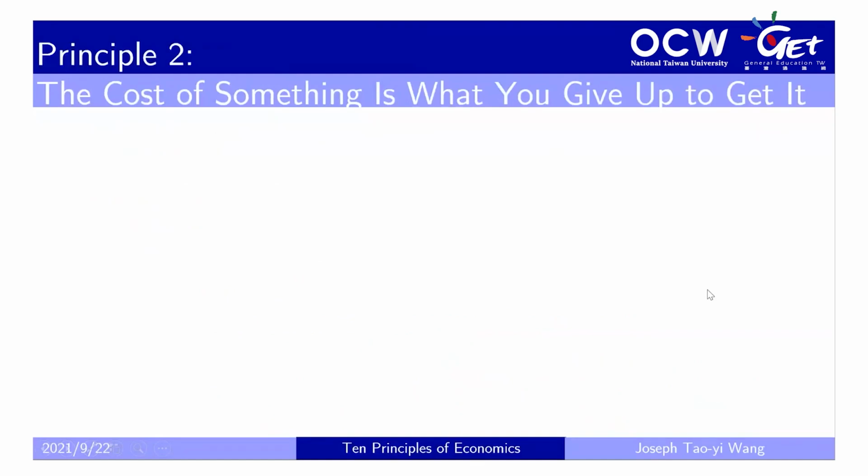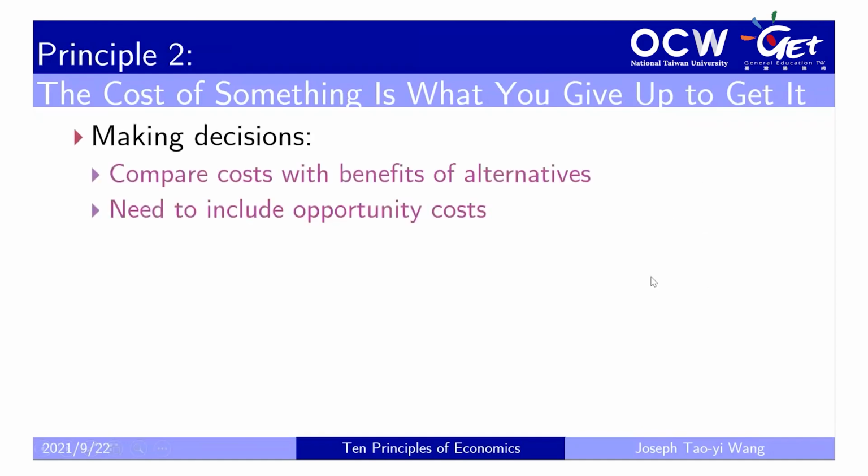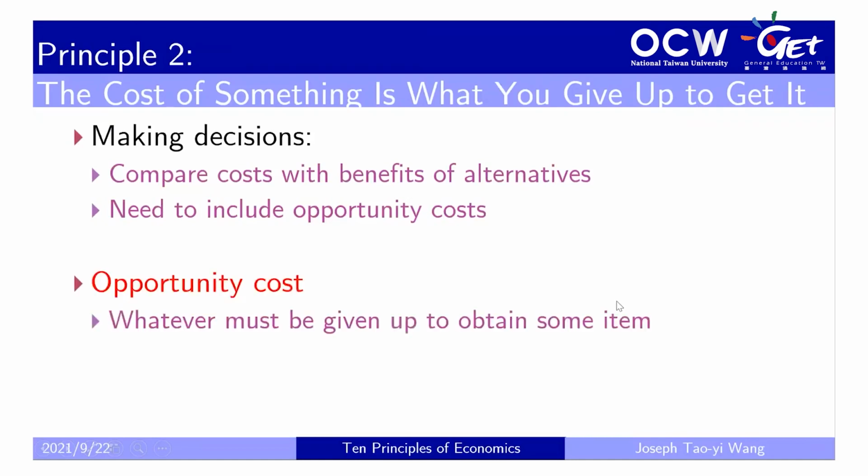Okay, that's principle number one. Now we'll go to principle number two. The cost of something is what you give to get it. So when you make decisions, you have to think about the benefits and the cost. And here you have to include opportunity costs. So opportunity cost is what you have to give up to get this.